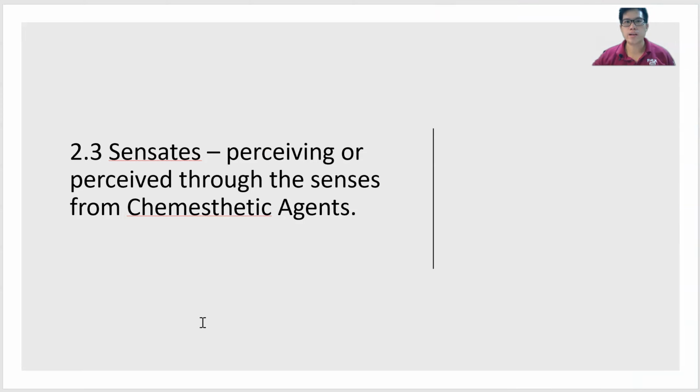Okay, let's look at the chemesthetic agents that give you these kinds of sensations. All these sensations we call sensates. Sensates means that you perceive through the senses from the chemesthetic agents. So I'm going to give you all these sensations again, and there are examples that come with them. All these give you chemesthesis, so you can have these feelings.